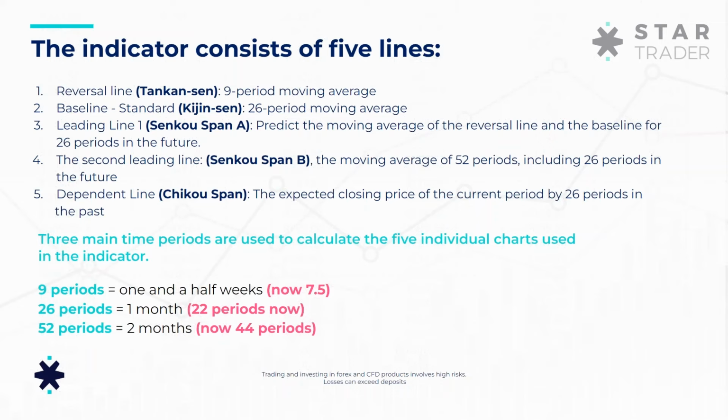The first line is the reversal line, Tenkan-sen. The English word for Tenkan-sen is the reversal line, or the conversion line. Tenkan-sen and Kijun-sen are both basically moving averages with different periods. This moving average line has 9 periods. You can set the periods in the properties of this indicator.